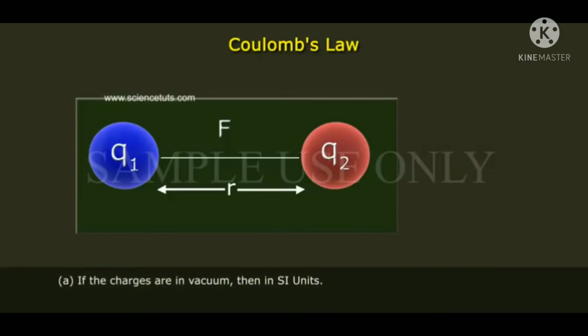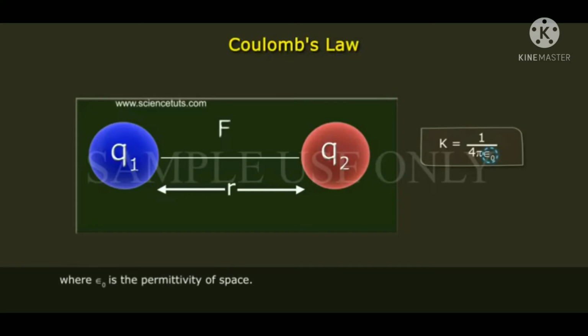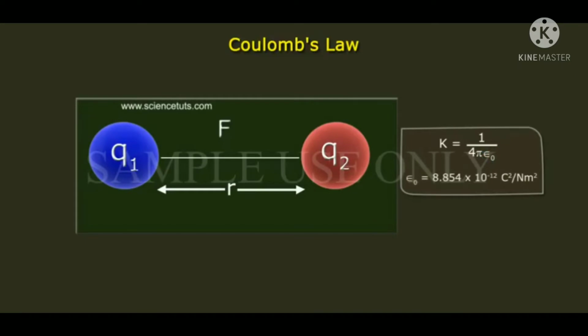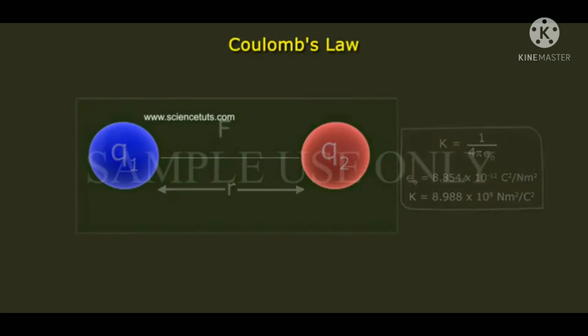A. If the charges are in vacuum, then in SI units, K is equal to 1 by 4 pi epsilon naught, where epsilon naught is the permittivity of space. The value of epsilon naught is equal to 8.854 times 10 power minus 12 Coulomb square per Newton meter square, which was obtained by experiments. Thus K is equal to 8.988 times 10 power 9 Newton meter square per Coulomb square.